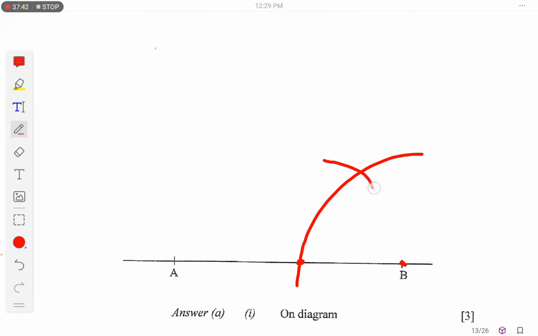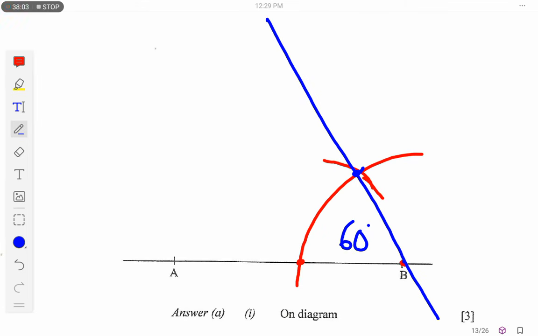Okay. Then you can draw a line that is going to pass through this point and also B. So we'll have something like that. Oh my God, it's going far away. Something like that. Let's just assume that it is there. So the angle that we have formed here is 60 degrees. That was the first part of the question.